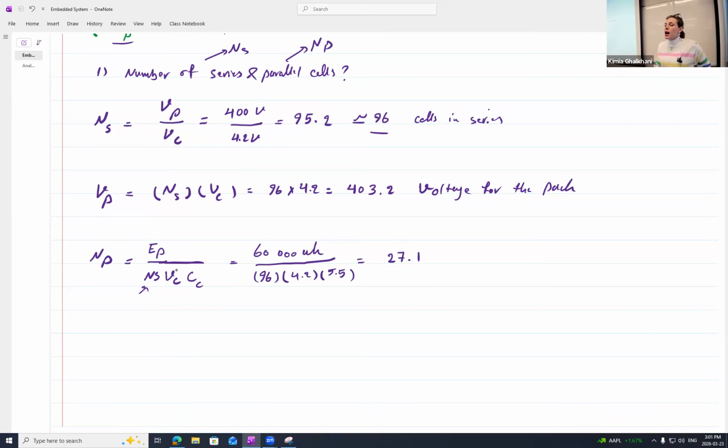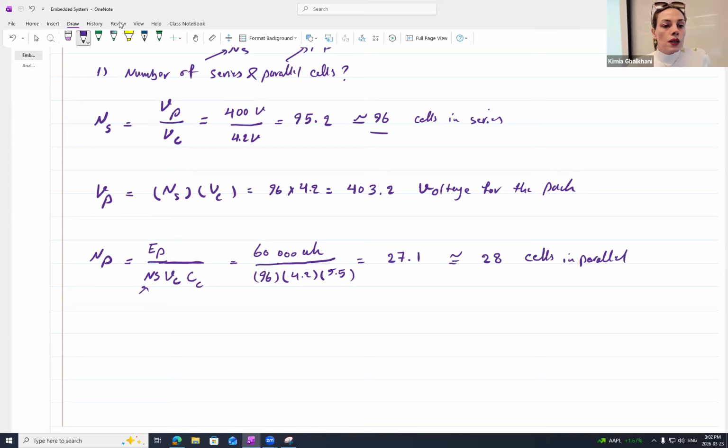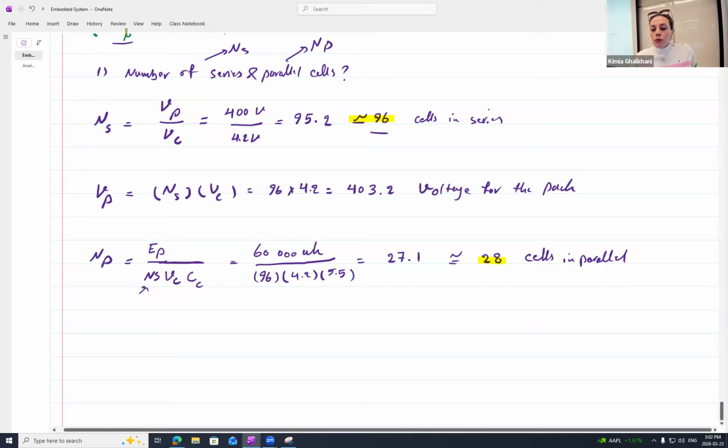So if you solve for number of parallel, you're gonna have 27.1. Again, I have to round up because I cannot have 27 cells and 0.1 of another cell. So I'm gonna have approximately 28 cells in parallel. Everyone got the point so far? This is how you calculate your number of series and number of parallel cells.